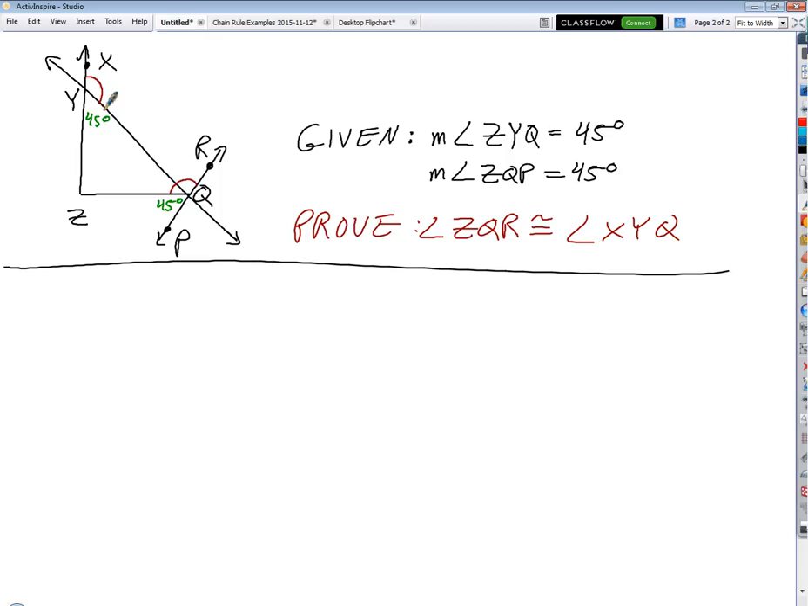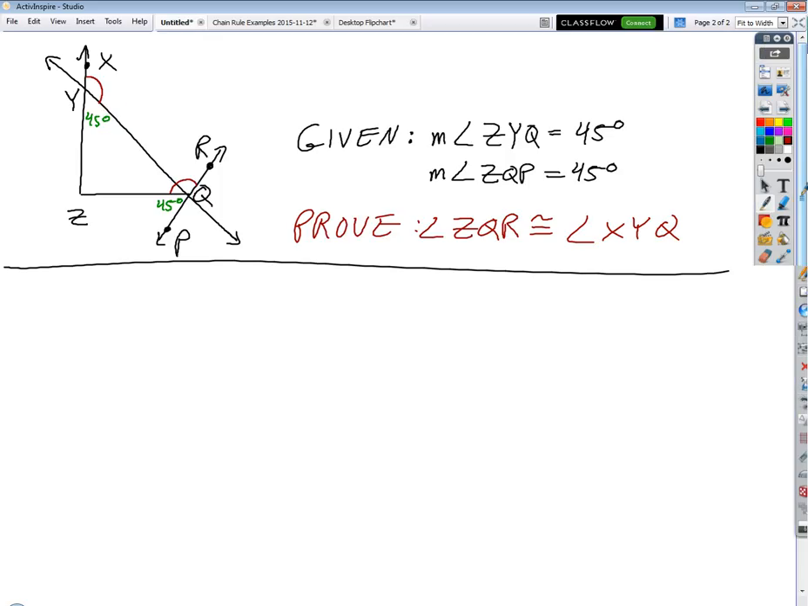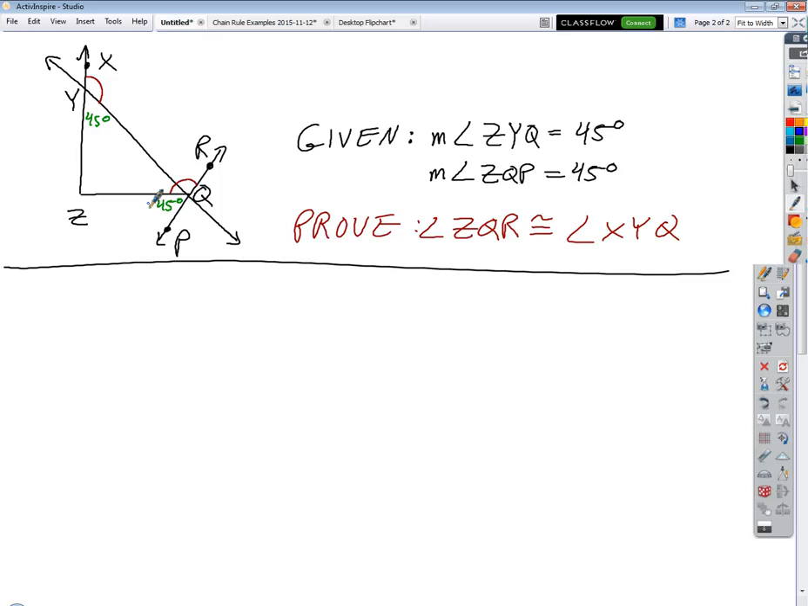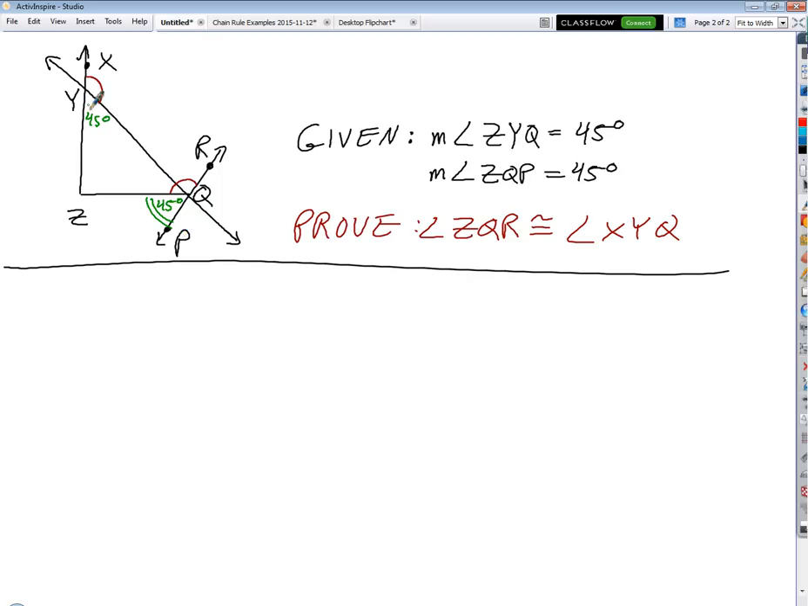So what are some things maybe that we could do here? Let's throw out some ideas. What do you think? Just write down the given. Okay. And then set angle ZQP equal to angle ZQ. So the suggestion is, if we could show that this angle is congruent to that angle, okay, that might help, right?